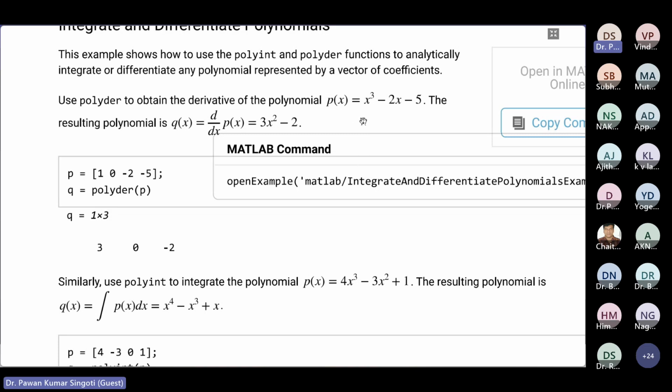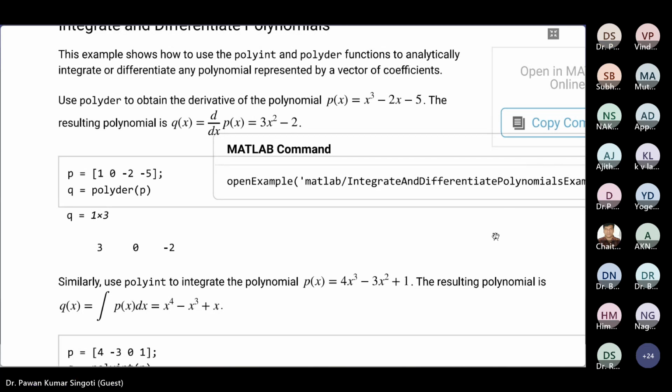With the help of polyder, we just write the coefficients that are available here, like we are solving for x equal to b by a. For this one, 1 will be here, then x square is not available so 0 will be here, then minus 2 will be here, then minus 5 will be here. So we create a matrix of these coefficients, p equal to 1, 0, minus 2 and minus 5, and q equal to polyder p. It will give you the result for this polynomial.